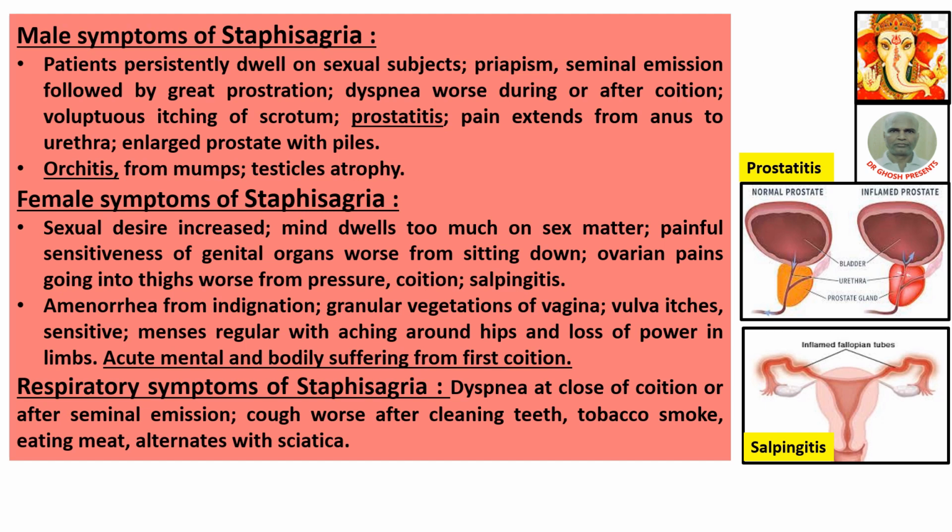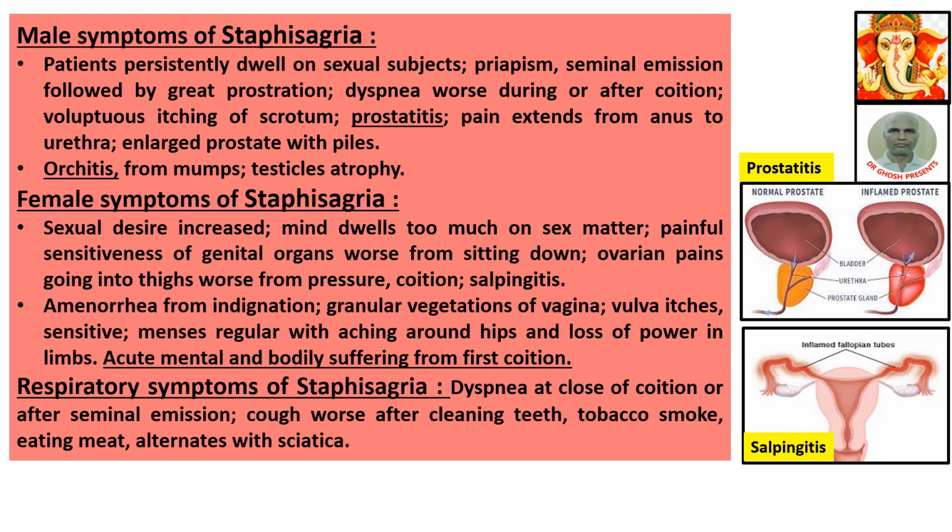Female symptoms of Staphisagria, that is female genital symptoms: sexual desire increased, mind dwells too much on sex matters, the same thing as in male persons. Painful sensitiveness of genital organs, worse from sitting down, ovarian pain going into thighs, worse from pressure, adhesions, salpingitis. Salpingitis means inflammation of the fallopian tubes.